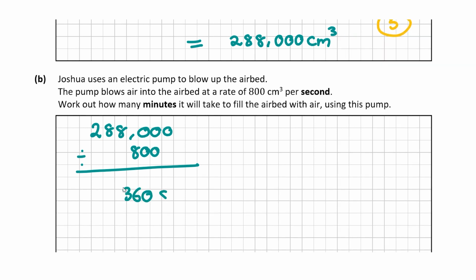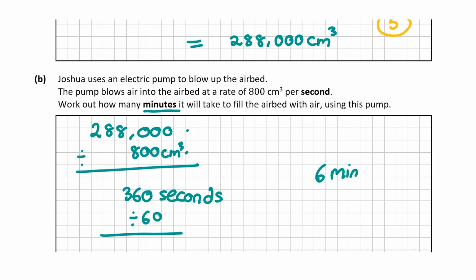So it's going to take 360 seconds to fill up the airbed. That's because you can fill 800 centimeters cubed of air into the airbed every second, and there's 360 800s in 288,000. But that's not what we're asked. We're asked to work out how many minutes it'll take to fill the airbed. So to convert seconds into minutes, we're going to divide by 60. 360 divided by 60 will give us 6 minutes. And you can check that on your calculator if you're not sure. So for this question, you're going to get a total of 10 marks. Now let's move on to question C.